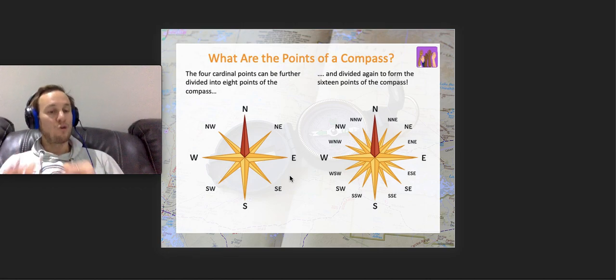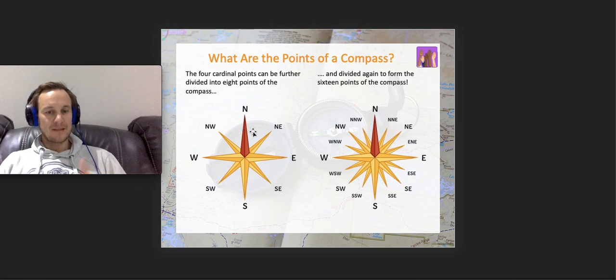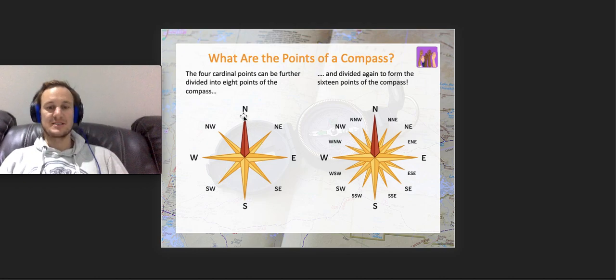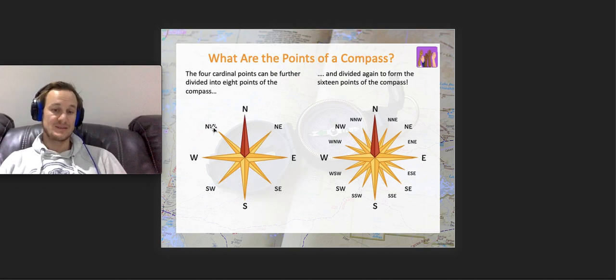But then we have more of these points. So the north, east, south, west one is basically like a stage 2 sort of level of maths. But now we move on to the 8 different points. So we have northeast, southeast, southwest, and northwest. They're actually not that hard to remember, these ones. These ones get a bit trickier.